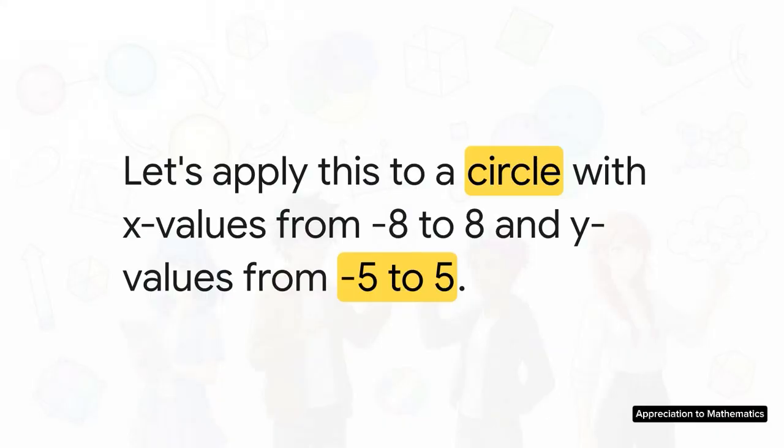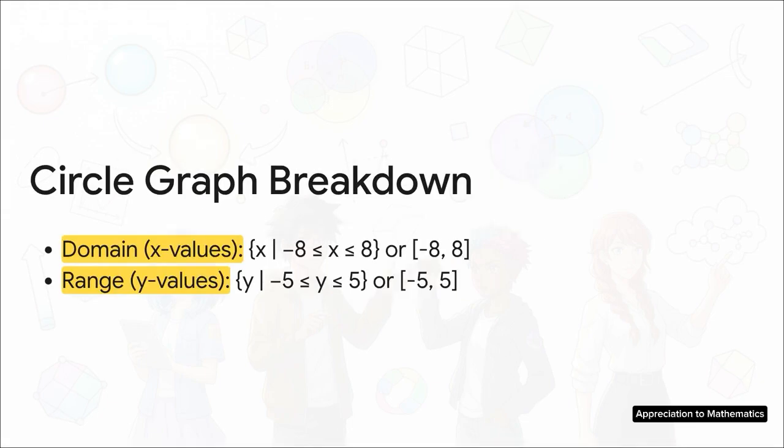All right, let's put this new vocabulary into practice with a real example. Just picture a circle on a graph. The farthest left it goes is x equals -8, and the farthest right it goes is x equals 8. Its lowest point is at y equals -5, and its highest point is at y equals 5. So, how do we use our new tools to describe its domain and range? Here's how it breaks down.